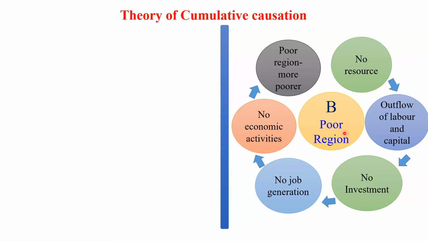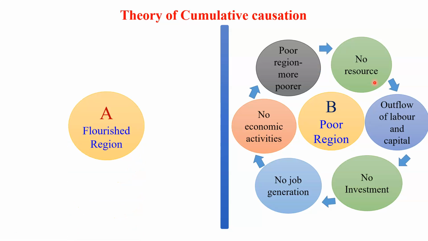Therefore, this region is known as a poor region. Why is it poor? With respect to economic activity, because all these supports and factors do not positively support economic activity, economic development of this region is totally absent. Therefore, this region remains poor with respect to economic activity.